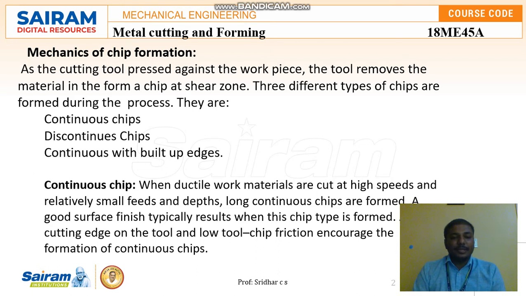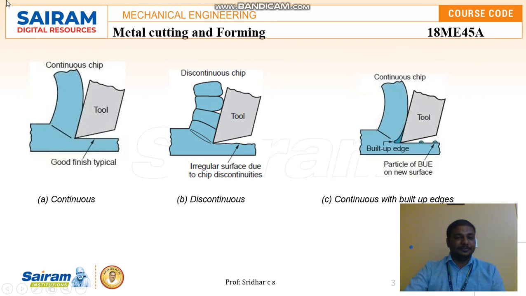So the major thing in continuous chips is we are running at high speeds and relatively very small feed and depth of cut, and long chips will be formed. So that is the reason the good surface finish comes into the picture. Next we'll see about the discontinuous chips.